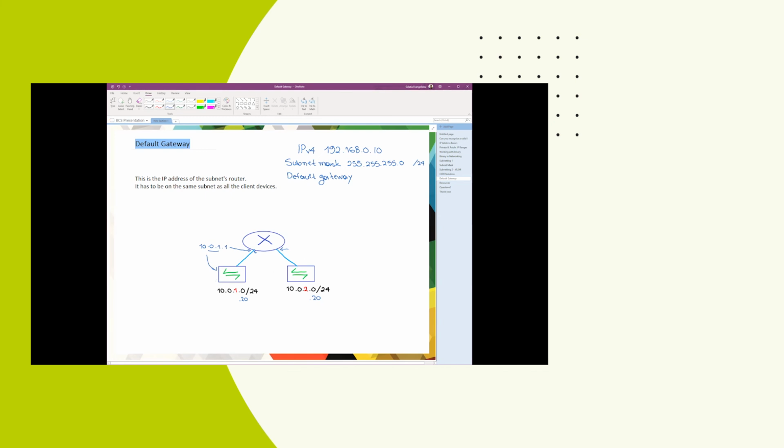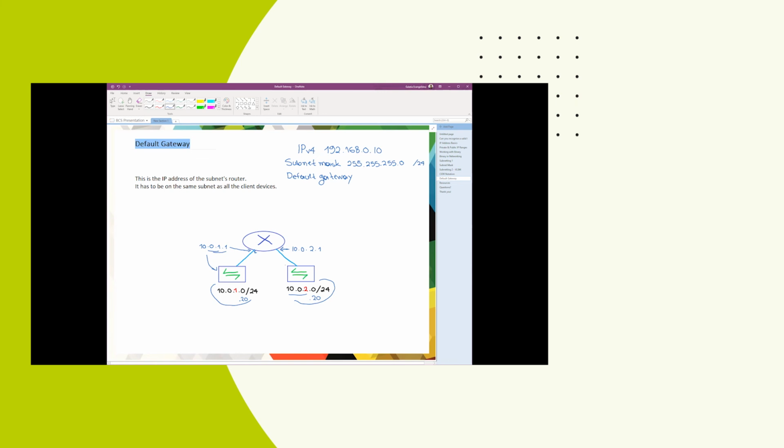What will be this interface's IP address for this subnet, which is going to be the default gateway? Can you pop it in the chat? What should I write here? 10 dot what? Yes, Anil. 10.0.2.1. Because this needs to be part of this range to play the role of the default gateway for this network. And this plays the role of the default gateway for this network.